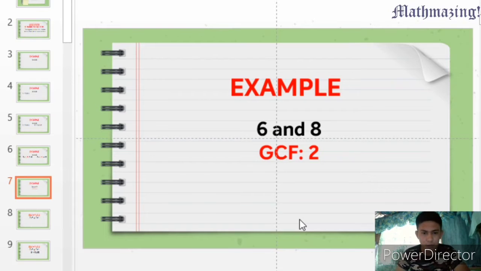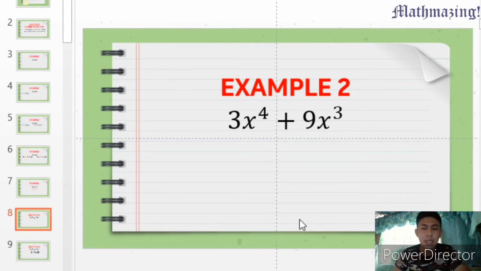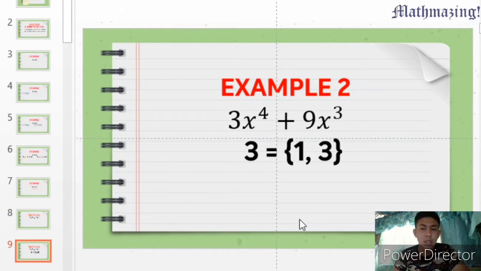Ayan. Now, proceed tayo sa example natin with the variables. Okay, so we have 3x raised to 4 plus 9x cubed. Okay, ang first natin gagawin, we have to get the GCF between the coefficient. Pag sinabi natin coefficient, ito yung number sa ating expression or ito yung number sa katabi ng ating variable. Pag sinabi nating variable, ito yung letters sa ating expression. So, we have 3 and 9.